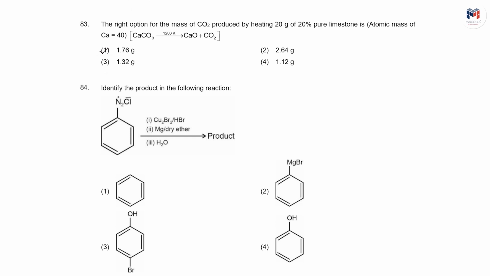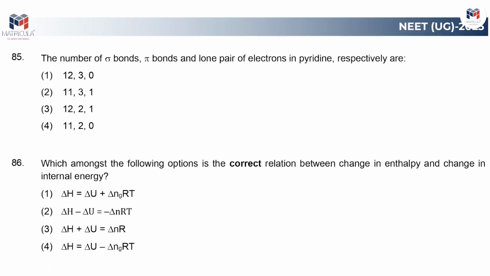Question number 84. Identify the product in the following reaction. The answer is option number 1. Question number 85. The number of sigma bonds, pi bonds and lone pair of electrons in pyridine respectively are. The answer is option number 2, 11, 3, 1. Question number 86. Which amongst the following options is the correct relation between change in enthalpy and change in internal energy? The answer is option number 1, delta H equal to delta U plus delta n g RT.